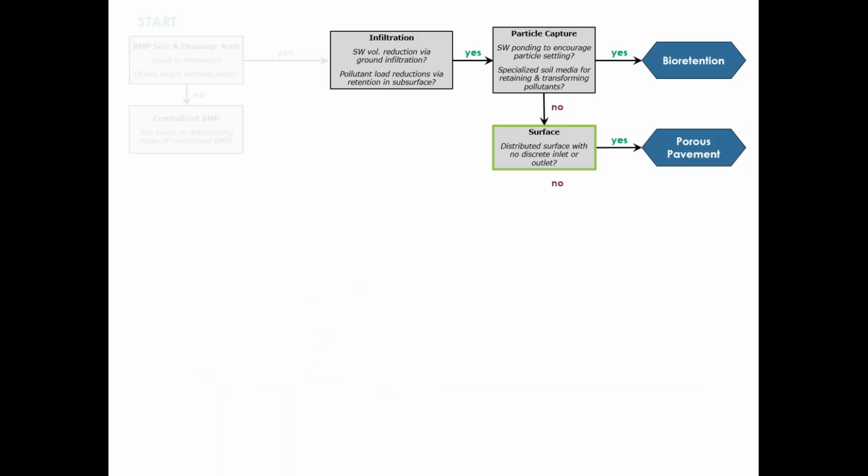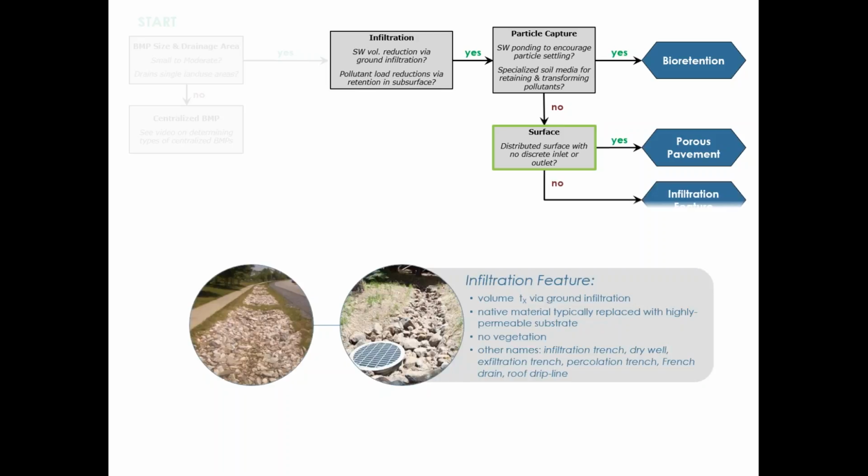If the BMP is not porous pavement, that is, if it has a discrete inlet and/or outlet and infiltrates stormwater without ponding, then it is classified as an infiltration feature. Infiltration features are typically placed along the existing stormwater flow path, such as roof drip lines or road shoulders, to encourage infiltration of conveyed stormwater into the unsaturated zone. Typically, native soils are excavated and replaced with coarse drain rock or other highly permeable material. There is no vegetation within an infiltration feature.